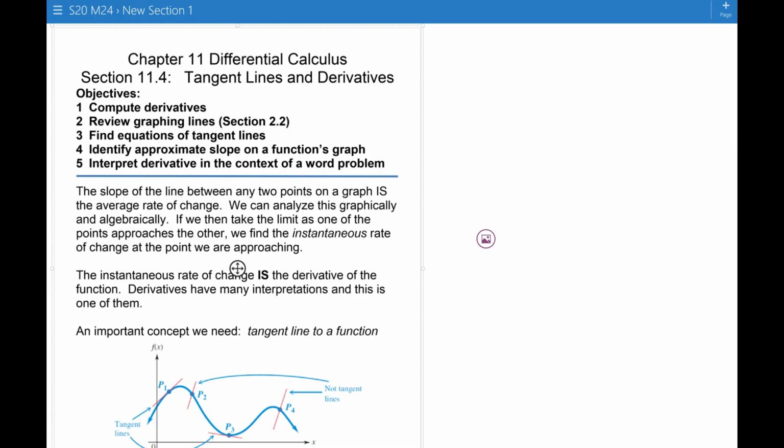So this section is 11.4, talking about tangent lines and derivatives. So we have 5 objectives. We're going to compute derivatives, review graphing lines, that's a little bit of section 2.2, find equations of tangent lines. Then we're going to identify the approximate slope of a function's graph. That's going to be a visual exercise. And then interpreting the derivative in the context of a word problem.